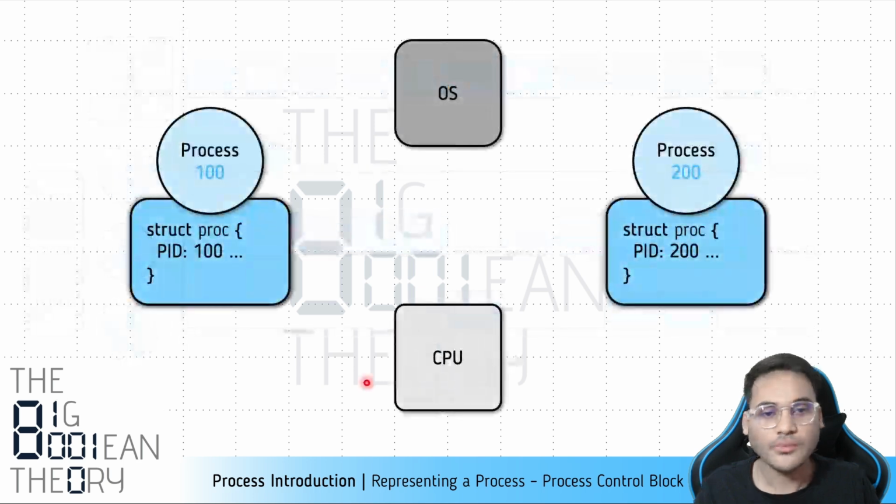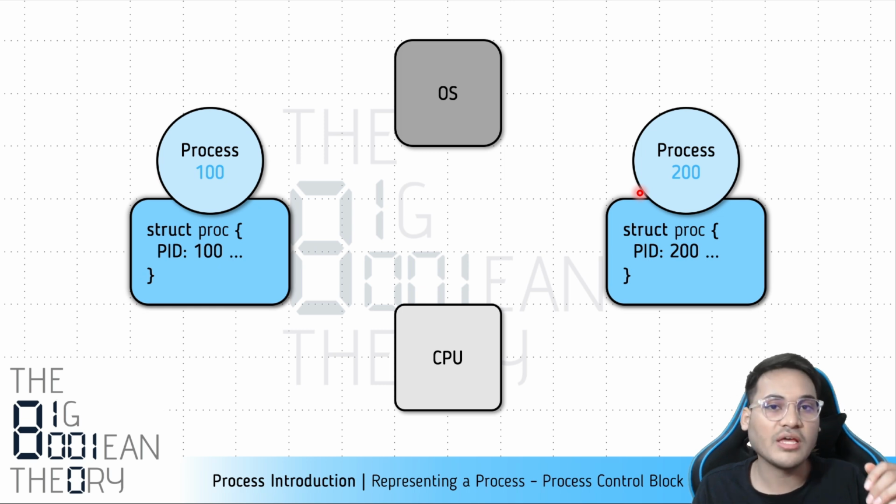So here I have a very simple computer, a simple hypothetical example. You can see there is a single CPU in the system and there are two processes, right? There is the first process with process ID 100 and there is another process with process ID 200. So these are the two processes in our computer system.